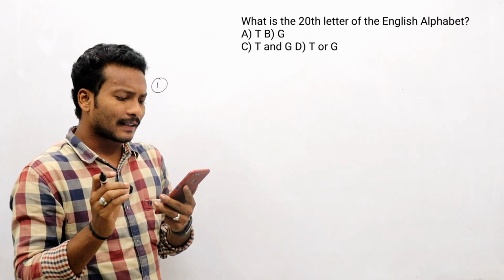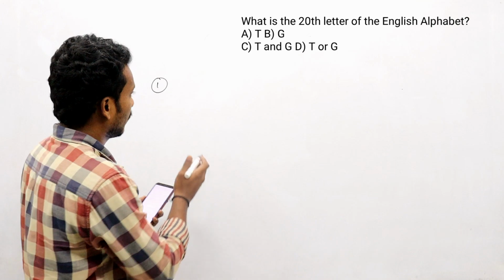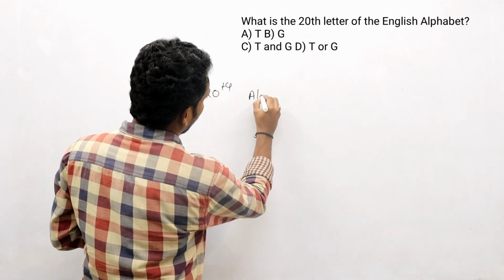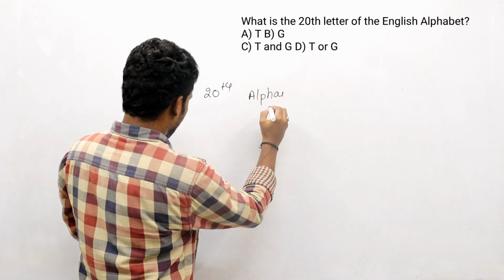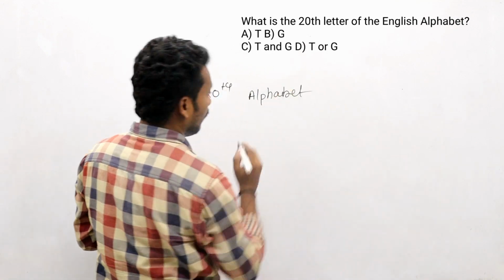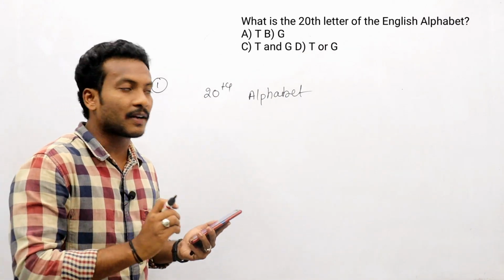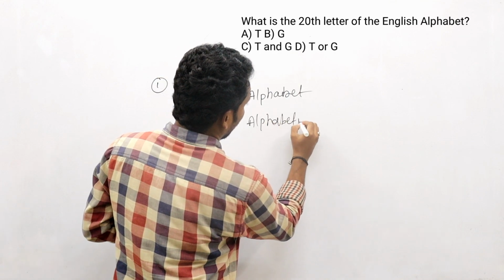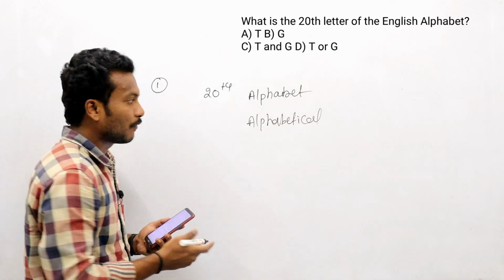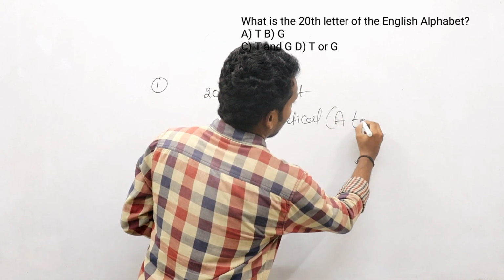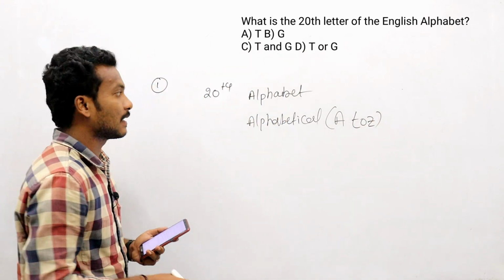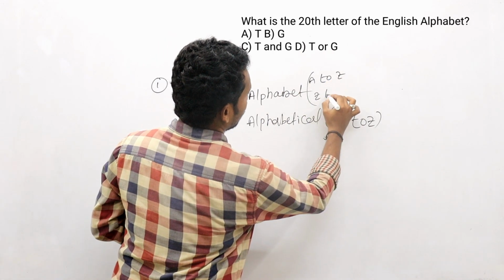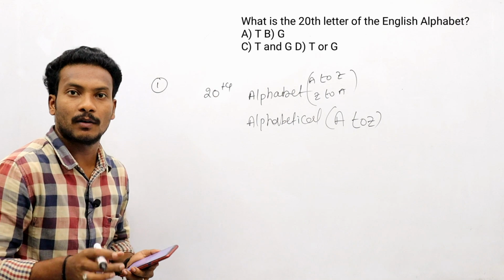What is the 20th letter of the English alphabet? We need the 20th letter in the English alphabet. First, we have to know the difference between alphabet and alphabetical. Alphabetical means A to Z only. Alphabet means A to Z, Z to A. We have to consider this.